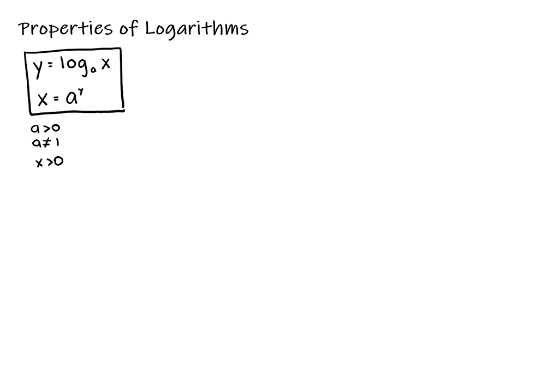Some of our properties come just from writing statements in exponential form and then rewriting them in logarithmic form. For example, if I said a to the power of 0, well, anything to the power of 0 is equal to 1. And so if I take this statement and rewrite it, I'm going to get log base a of 1 is equal to 0. And so these statements are equivalent statements.